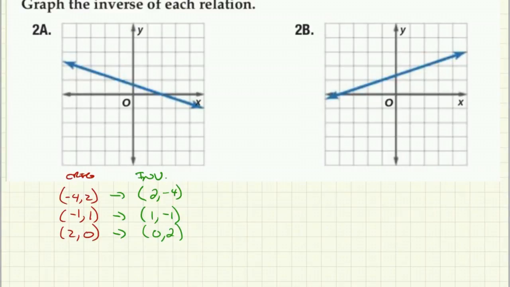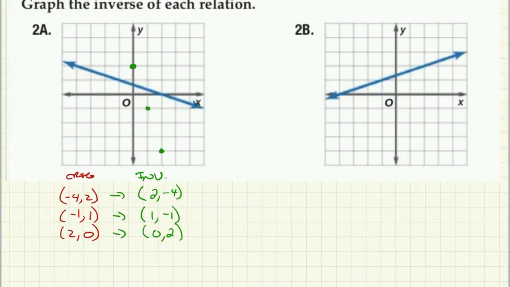So my inverse function: I have a point at (2, -4). So x is 2, y is -4, 1, 2, 3, 4. So I'm going to have a point down here. The next point is at (1, -1). So +1 for x, -1 for y. So that's going to be there. And then the last value is going to be at (0, 2). So the inverse function is actually going to have a y-intercept of 2.